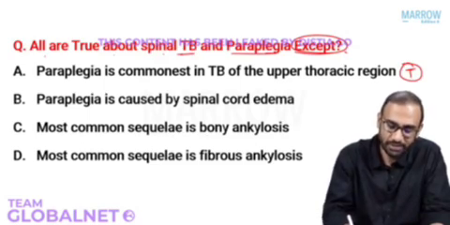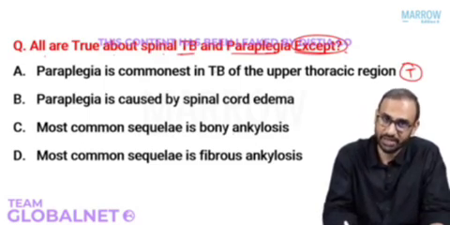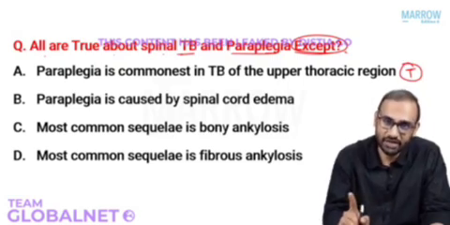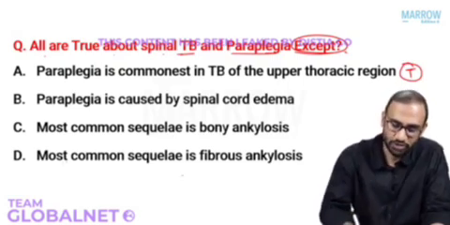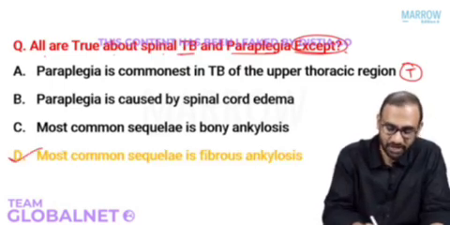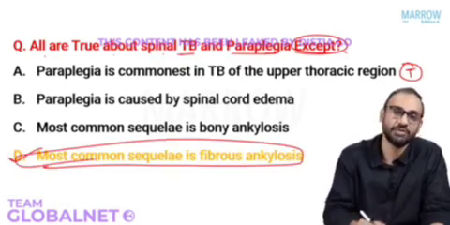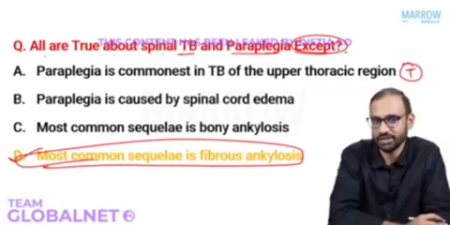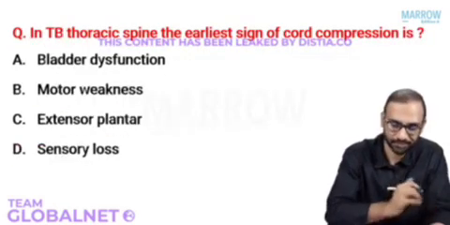Most common sequelae is bony ankylosis. In terms of spine, yes. TB of the spine will end up in bony ankylosis. TB anywhere else will end up in fibrous ankylosis. Most common sequelae is fibrous ankylosis. No. In spine, not fibrous ankylosis. It's only in TB arthritis, that is the TB of the knee and hip, you get fibrous ankylosis. Okay?